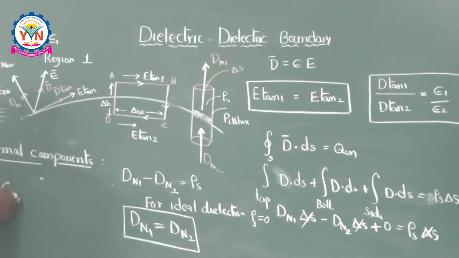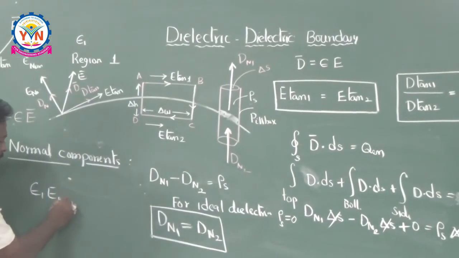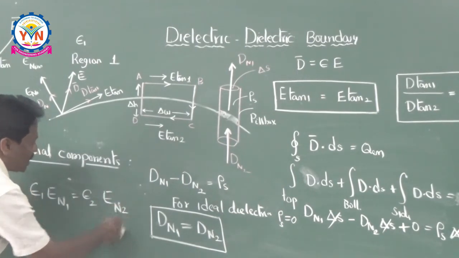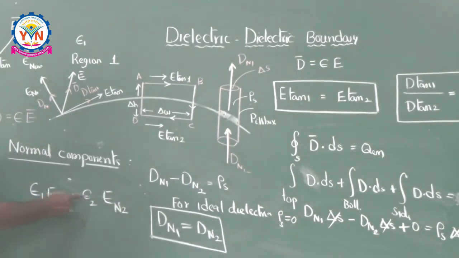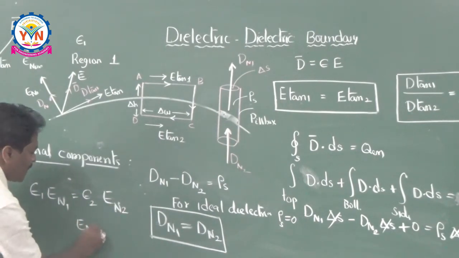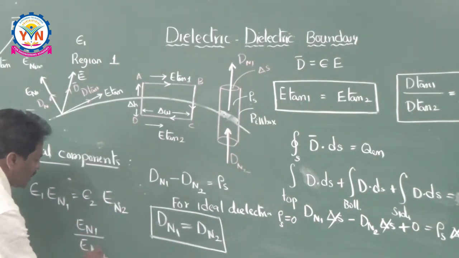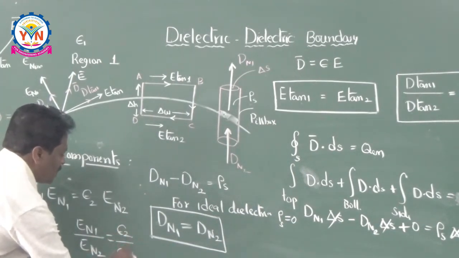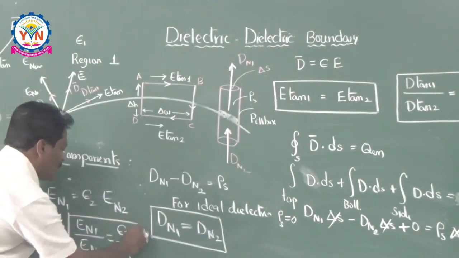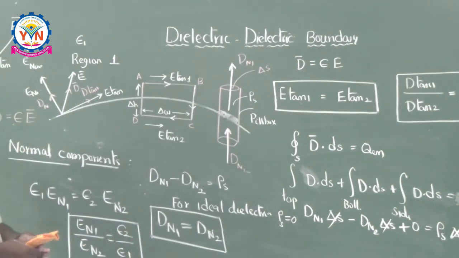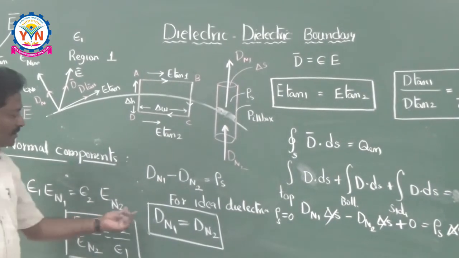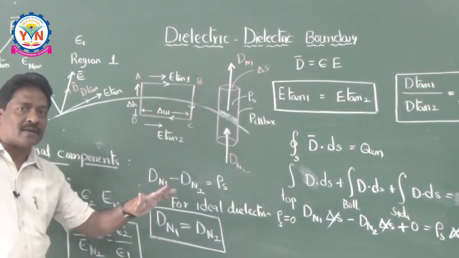Epsilon 1 into En1 is equal to epsilon 2 into En2, because D is equal to epsilon times E. Therefore, what is En1 by En2? En1 by En2 is equal to epsilon 2 by epsilon 1. So this is the normal component of E. But what is your statement here? Normal component of E is discontinuous across the boundary, whereas normal component of D is continuous across the boundary.